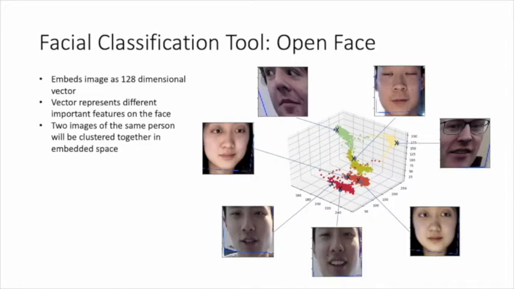OpenFace takes this image and spits out a 128-dimensional embedding. The main property of this embedding is that 2 images of the same person will be clustered together in embedded space, meaning small Euclidean distance. In this picture, we have a 3-dimensional example of how different faces will be mapped close to different clusters of points. Each color represents pictures of one person that are embedded by OpenFace.